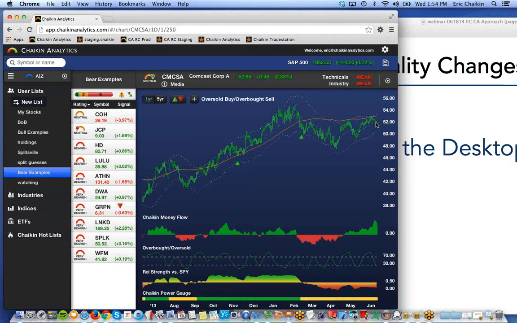When do we change that opinion? When it crosses through. Then we want to look at everything. What's the rating at the time? What's the money flow, etc.